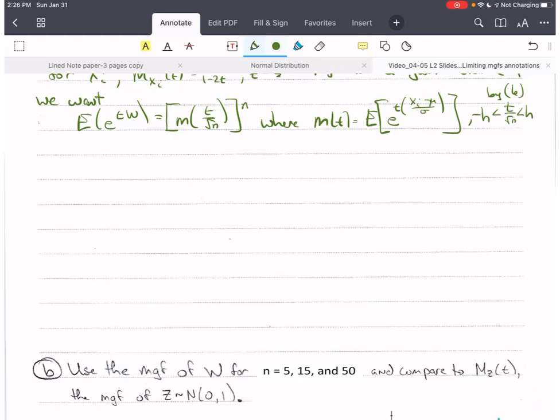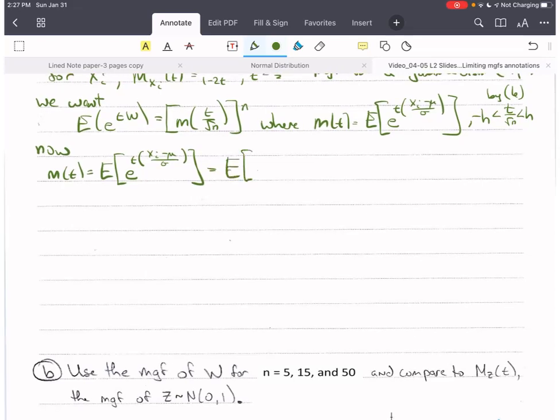Now we see that M of t is equal to the expected value of e to the t times (Xi minus mu) over sigma, which is equal to the expected value of e to the t times (Xi minus 2) over 2. We substitute in for mu and sigma here, because mu equals theta and sigma equals theta, and theta equals 2. That's kind of a sloppy theta. Got to be careful with that. Don't want it to look like a sigma. All right, so that's how we did that.